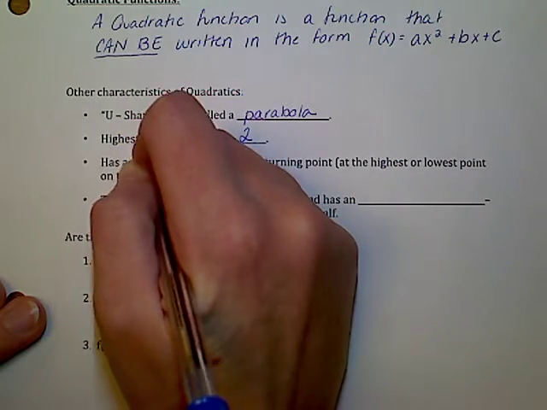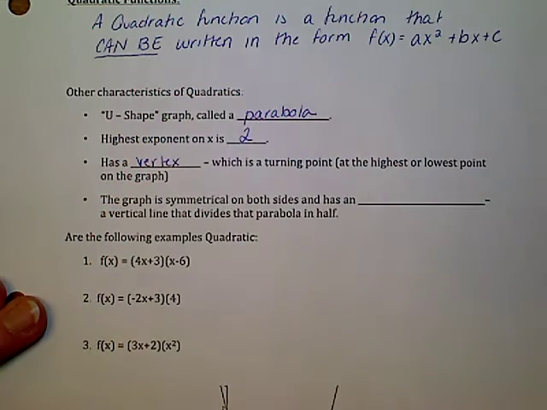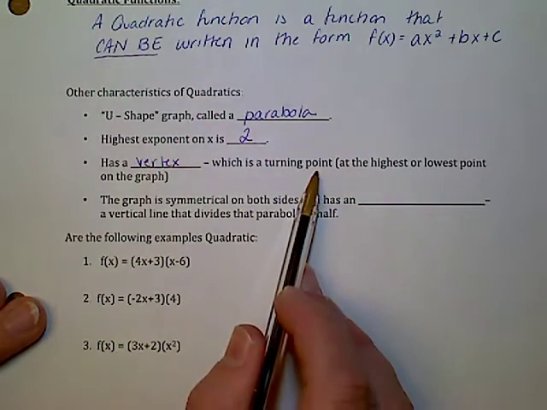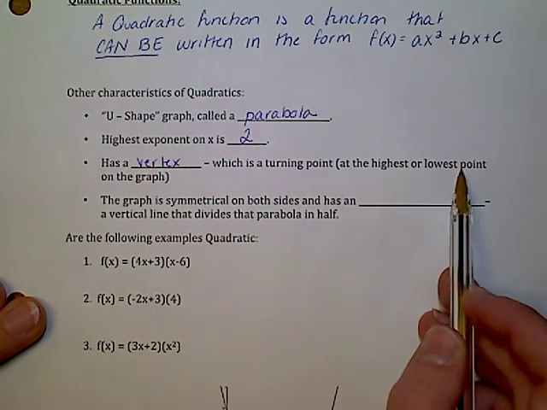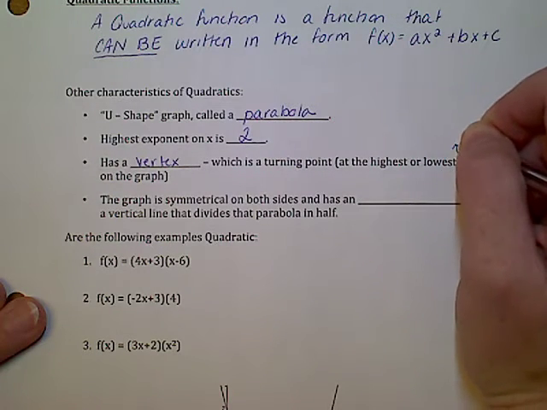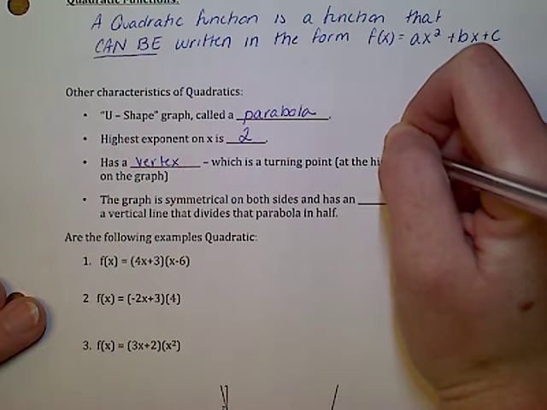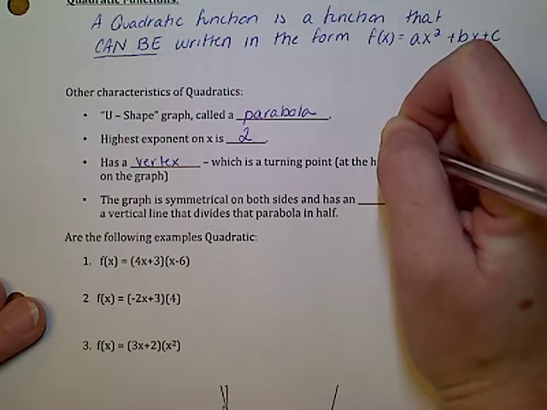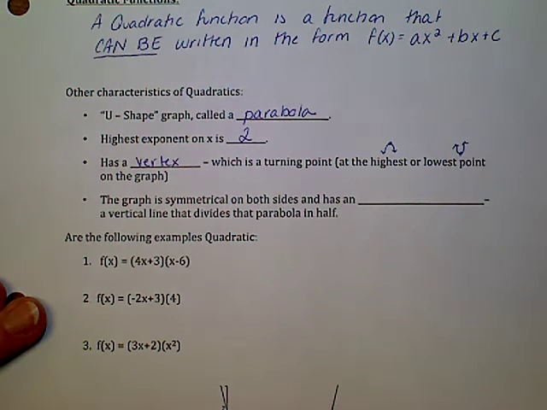It has a vertex, and the vertex is pretty important. And you'll see why throughout the chapter, but the vertex is sort of the turning point, or the highest or lowest point on the graph. If we have a U shape, it's the lowest. If we have the upside down U, looking like that, then that vertex is the highest.